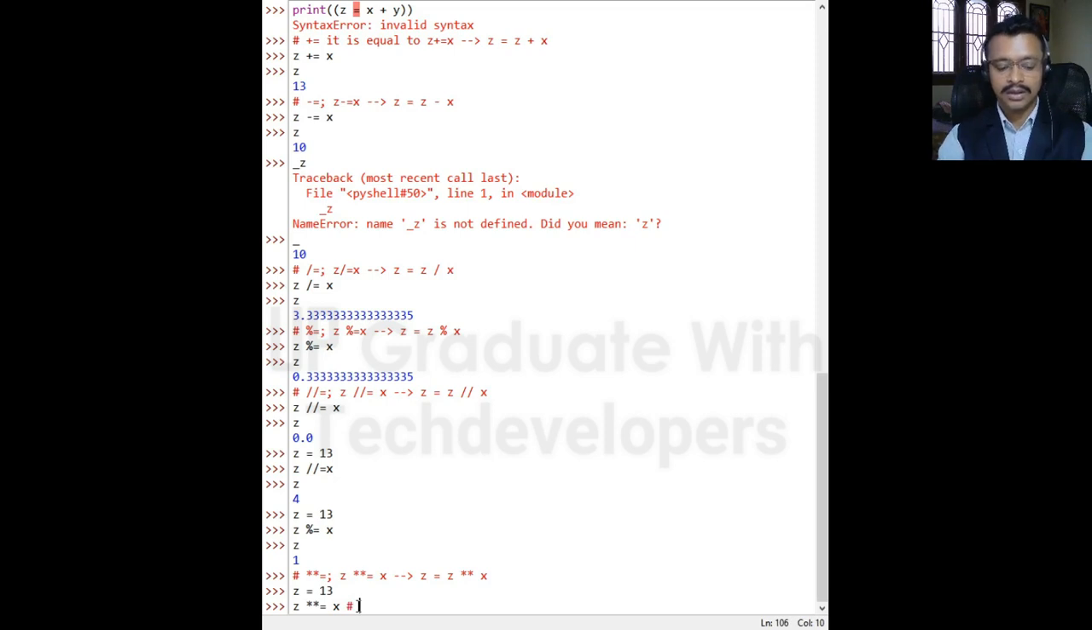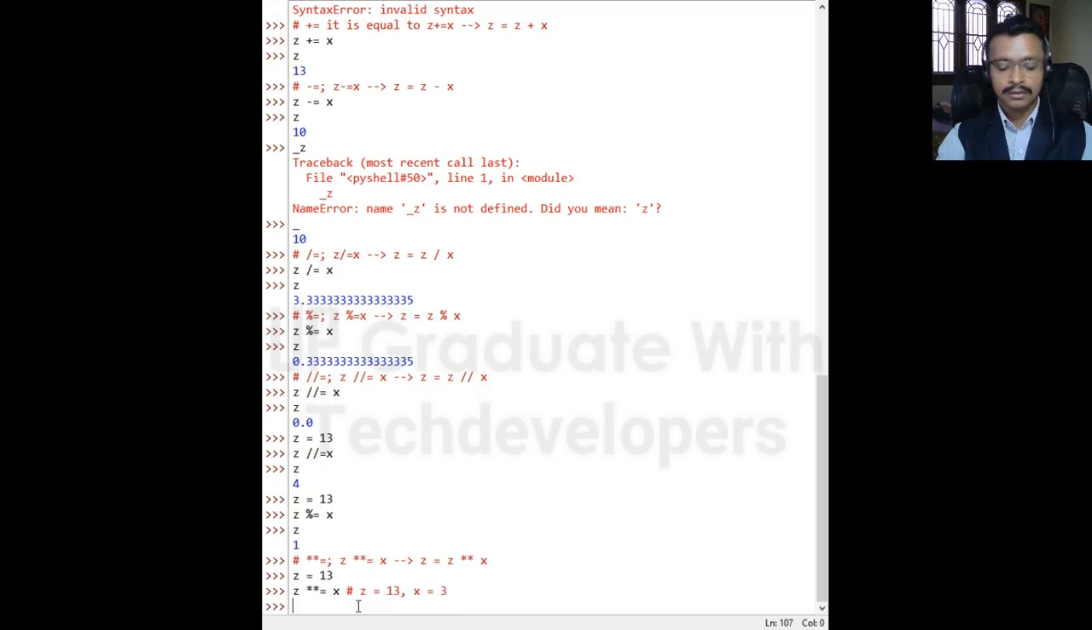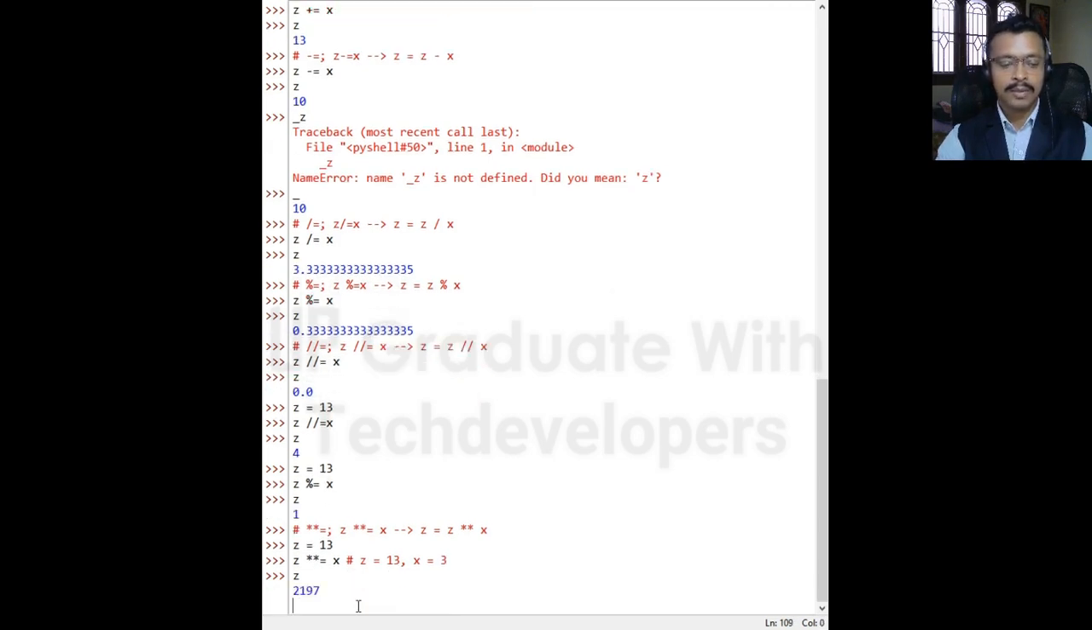Let us write the comment here. g is equal to 13 and x is equal to 3. Let us execute g. So we got 2197. If you do this with the calculation, we will get the same. Let us see using the calculator.